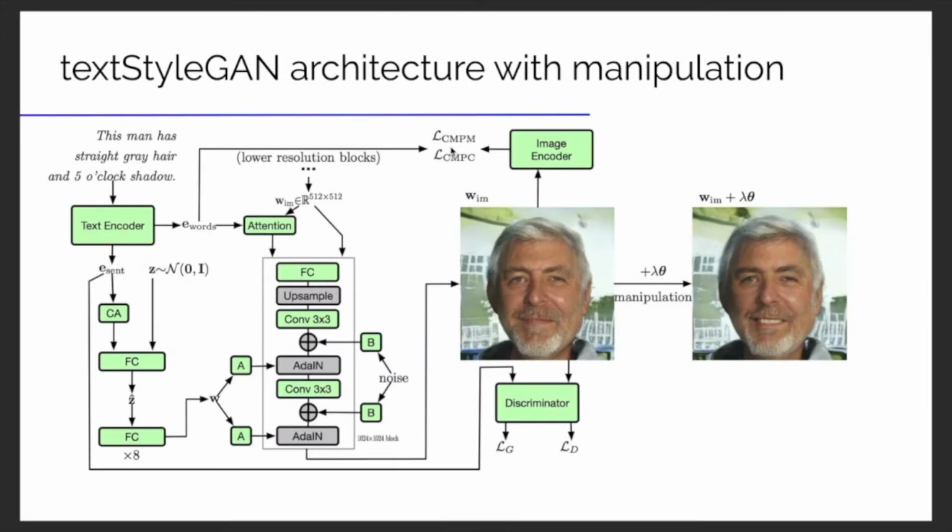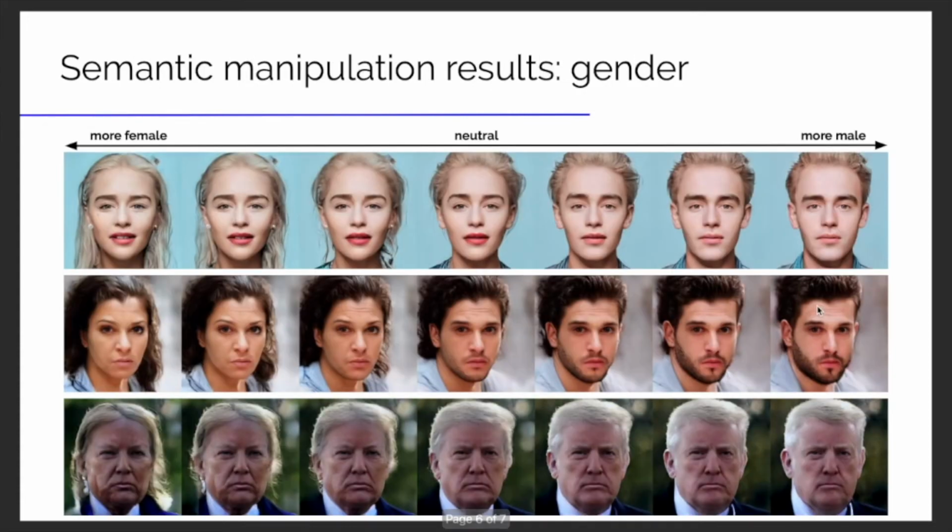To manipulate a generated image, we use image representation W as features and train a classifier to find semantic directions in latent W space. We then add these weights to obtain the manipulation. Here you can see some examples of manipulating images in the gender direction.